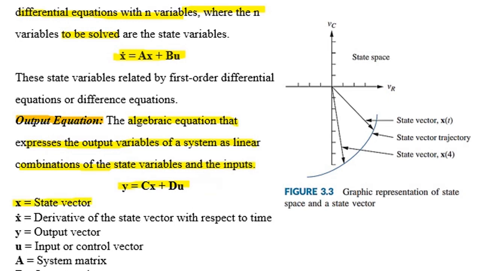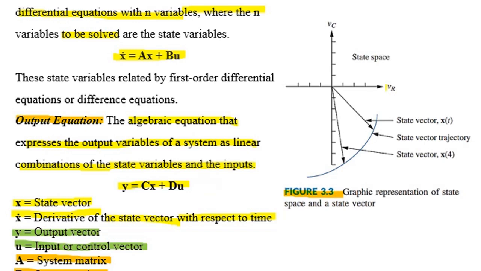and inputs. In these equations, x is the state vector, x dot is the derivative of the state vector with respect to time, y is the output vector, u is the input or control vector, A is the system matrix, B is the input matrix, C is the output matrix, and D is the feed forward matrix, and mostly the feed forward matrix is 0.